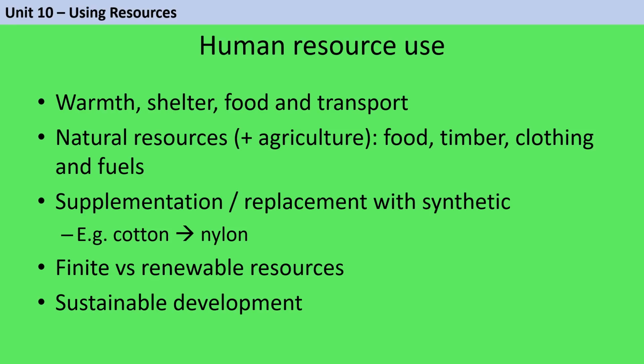You should be able to identify whether a resource is finite and is running out faster than we can replace it, so for instance fossil fuels, or whether it's renewable like wood. And you should also know that sustainable development is development that meets the needs of current generations without compromising the ability of future generations to meet their own needs. In other words, using resources in a way that isn't going to mean our grandchildren don't have them to use.